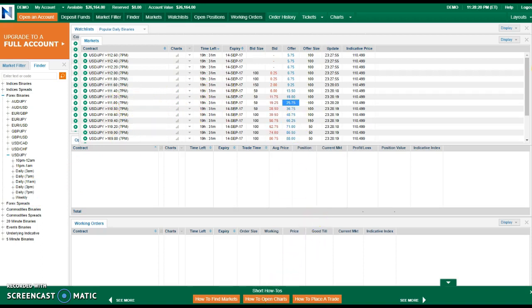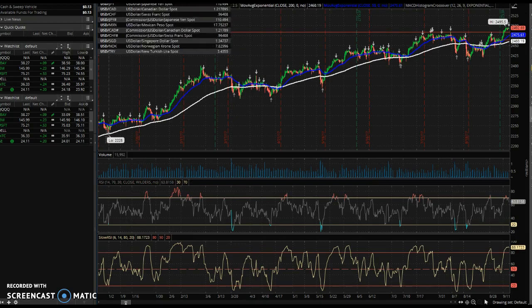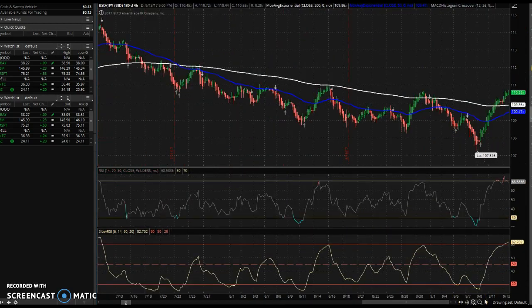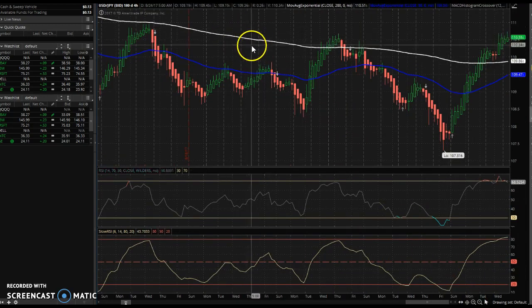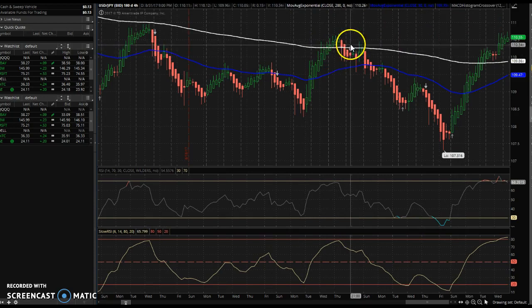So if I'm looking at USD JPY, this is my chart. I'll go to USD JPY, I'm going to look at my charts. USD JPY is at 110.48. So basically, let's say I think it's going to go below this amount, the 110.20 mark or whatever. So this is hypothetical.